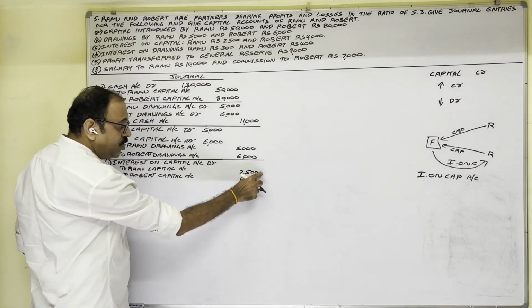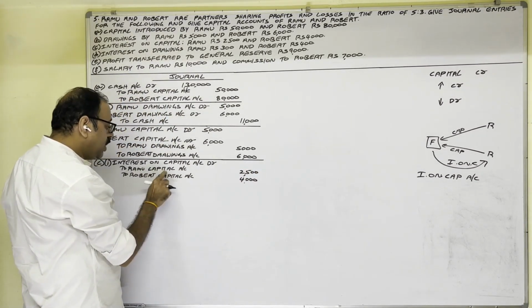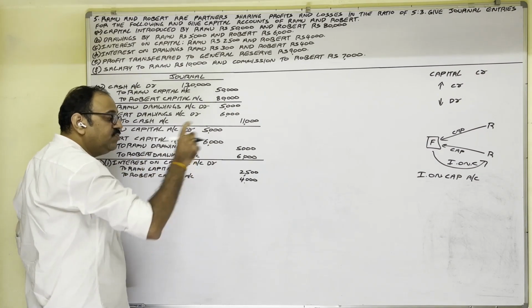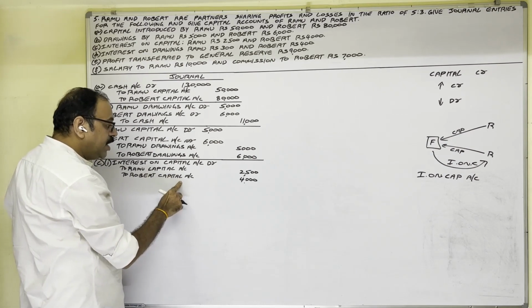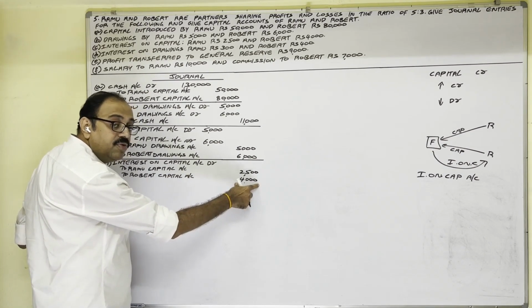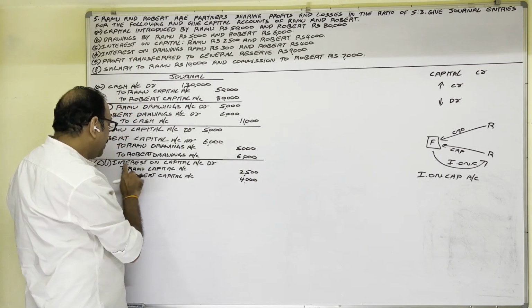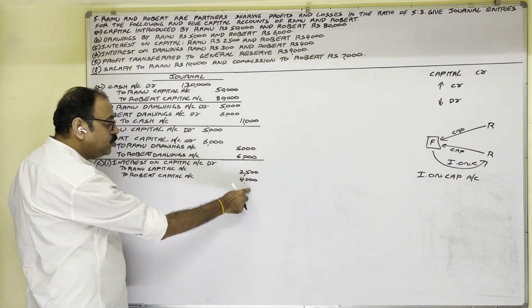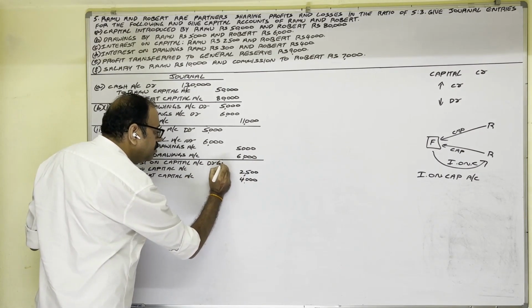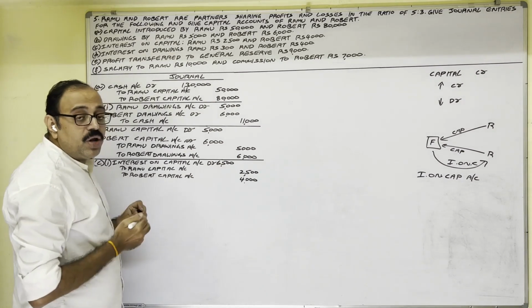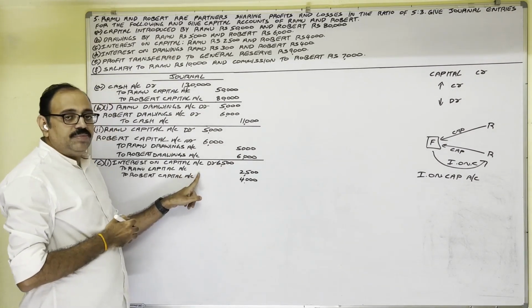So what does this mean? To Ramu's capital, how much interest are we adding? 2,500. To Robert's capital, how much interest are we adding? 4,000. So for interest on capital, the total of these two amounts, 6,500, we should debit. This is the first entry.